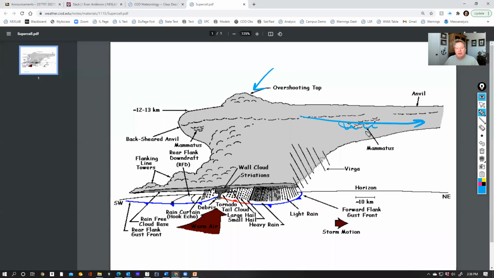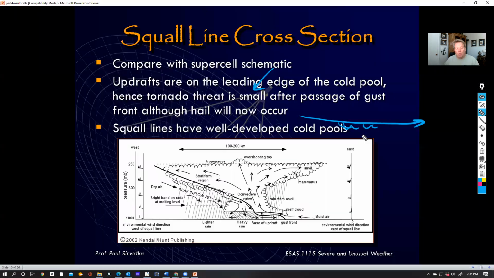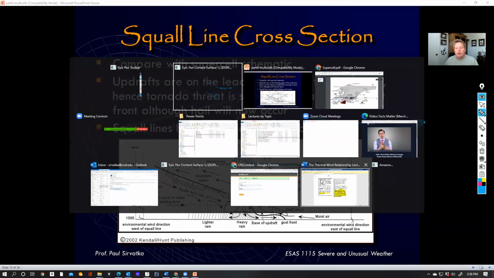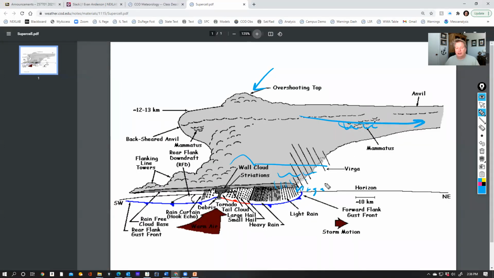Okay, so in my squall line, I do have the overshooting top, I have the anvil and mammatus. Now there might be some rain from the anvil and it's evaporating, so we call that virga. And when we go to the supercell schematic, we've got some virga. So these look kind of the same.